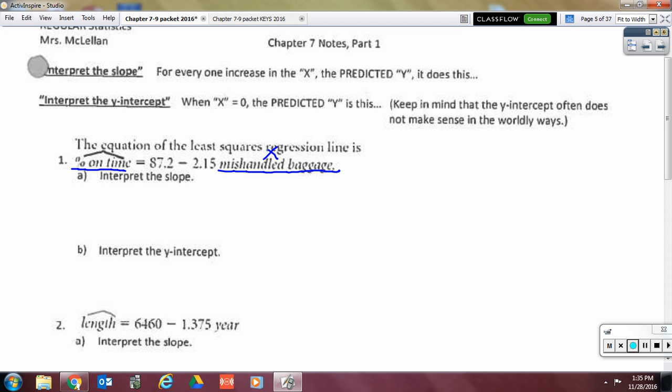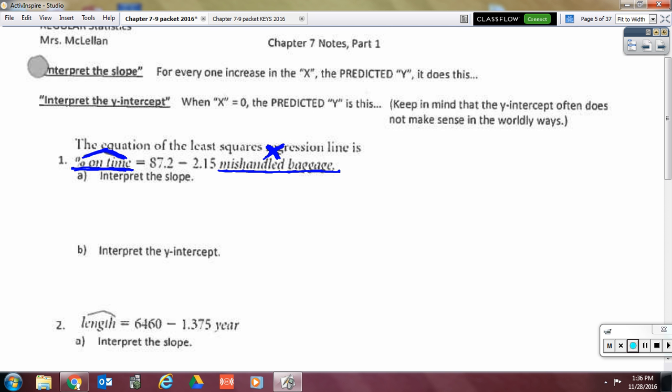Now this little symbol above the y variable, which is the response, is called a prediction hat. I call it prediction hat. This little thing on top indicates that we are predicting the percent on time based on how much mishandled baggage there is. Based on that, we're going to predict the percent of planes that are on time in that day or whatever.